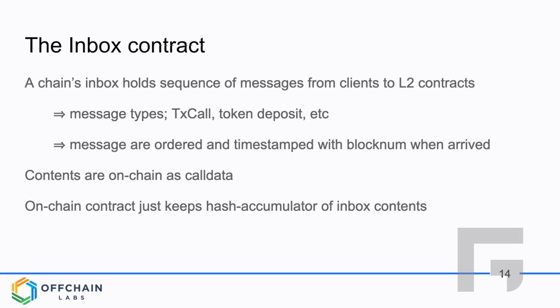The contents of these messages are posted on-chain as call data, so anyone who wants to see them, such as a new validator who comes along, can see them. The on-chain inbox contract doesn't actually store this stuff. It just maintains a hash accumulator of the inbox contents. That's enough for it to validate claims that other people make later that certain things were in the inbox. And so the work that this inbox contract has to do is quite small.